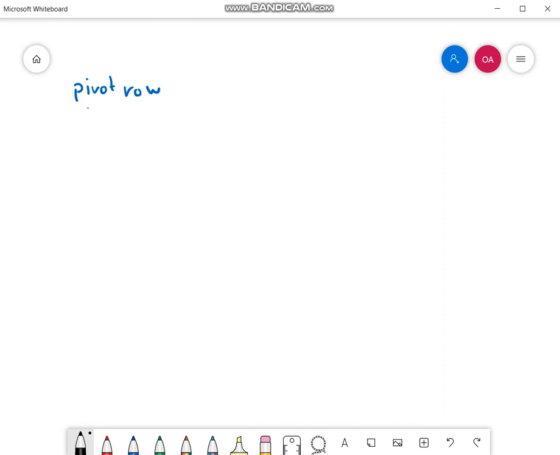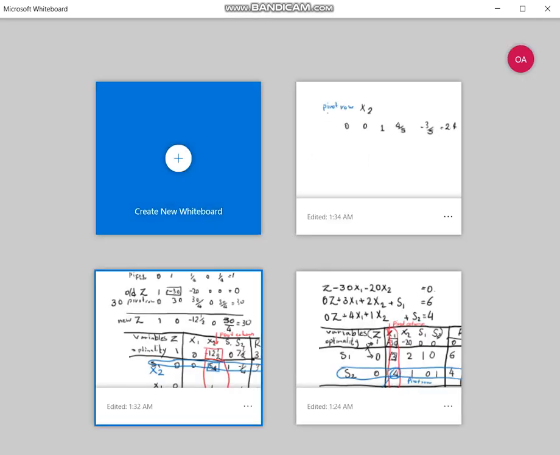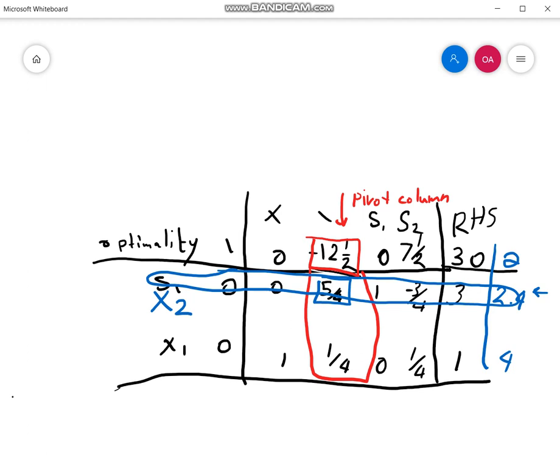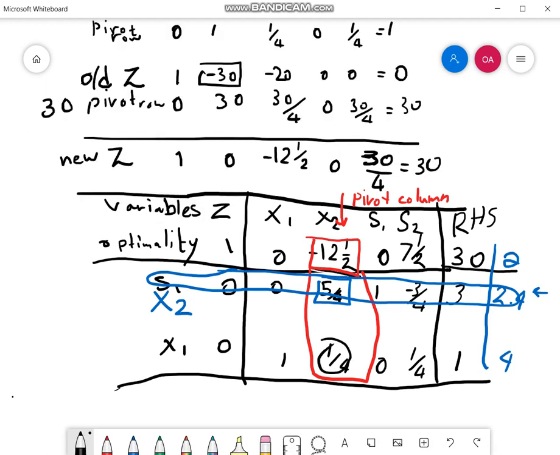So my new pivot row, which is returned to x2, is going to be 0, 0, 1, 4/5, minus 3/5, equal to 2.4. Then I should change the other variables. I should make this one 0, so I should nullify it, and I'm going to adjust this one to 0 only through this row again.